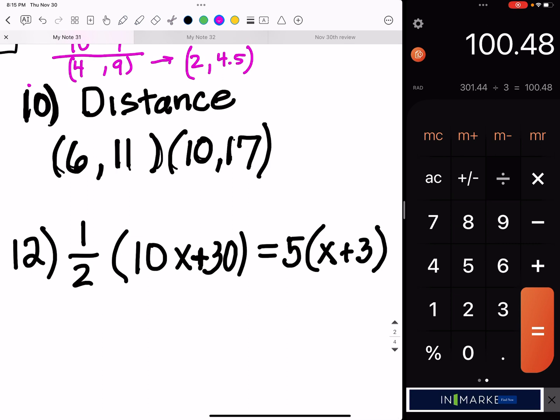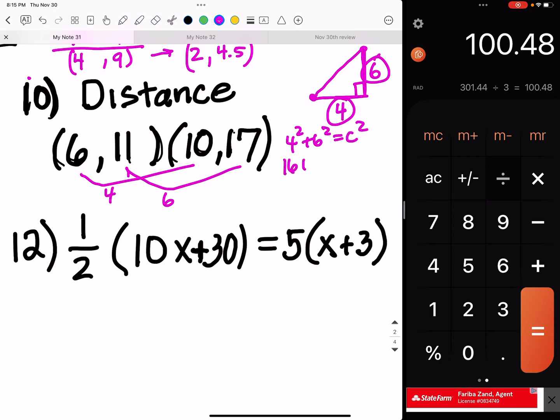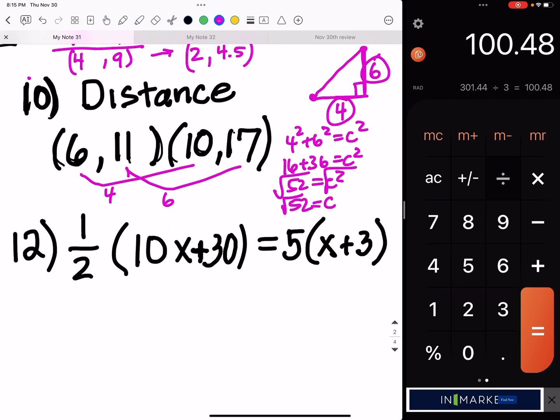The distance between these guys. Remember, we've got any 2 points. Those 2 points are on a graph somewhere. We have to find how far they are apart. Sideways, 6 and 10 are 4 apart. Up and down, 11 and 17 are 6 apart. So we know they're 4 apart sideways and 6 apart up and down. So we can use 4 squared plus 6 squared equals c squared. 16 plus 36 equals c squared. 52 equals c squared. Take the square root of both sides. C equals the square root of 52, which is roughly 7.2.